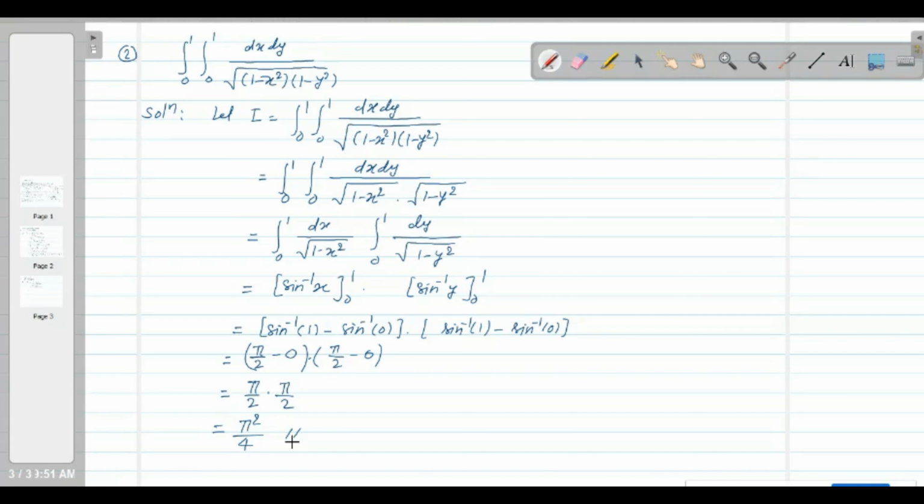I think you understood this. Yes or no? Yeah, so easy. Okay, easy. Let's now see the second problem.